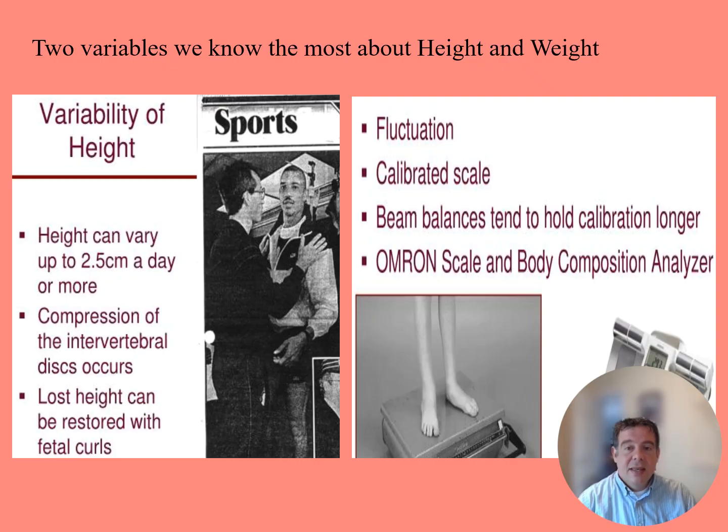Lots of things can fluctuate with weight. How hydrated we are is an easy one. The amount of clothing, all kinds of things can influence weight and make it fluctuate. So, with general scales, they say those balance beams that are actually pretty old school hold their calibration longer than some of our digital ones. So something to keep in mind.